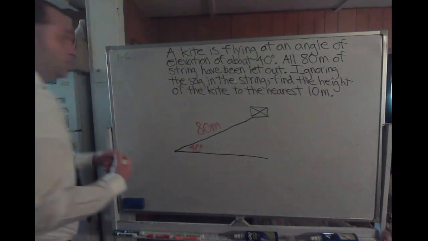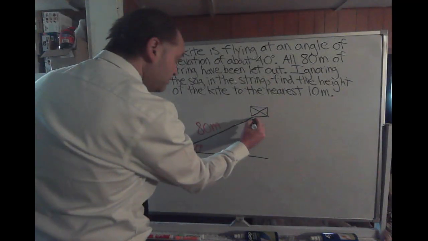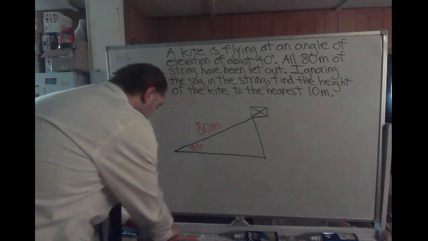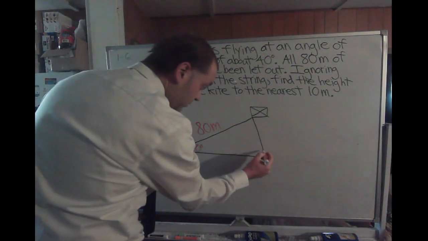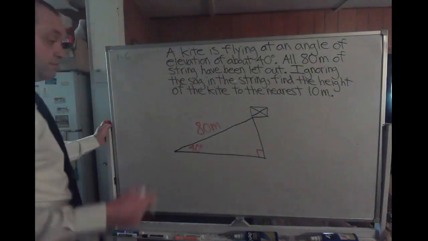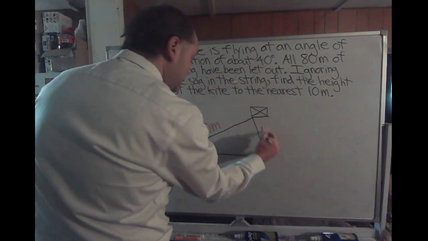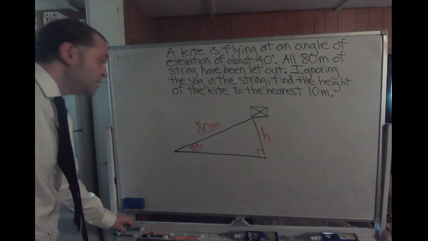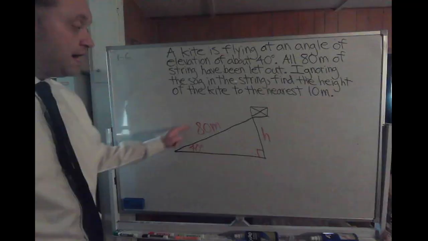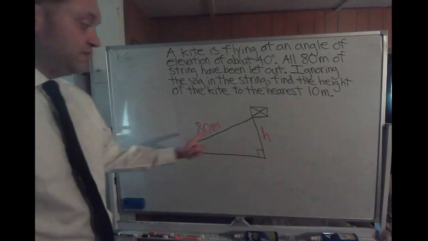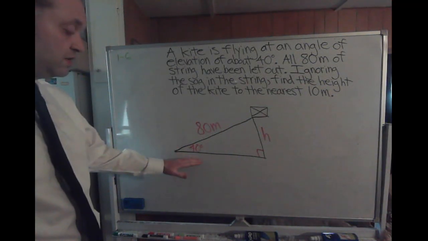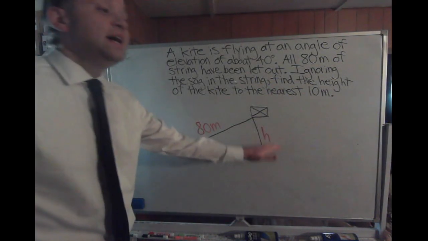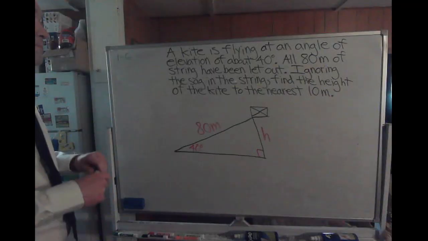What they want to know is how high up is the kite currently, which here would form a right angle with the ground, right? It forms a right triangle. We need to find the height to the nearest 10 meters. So we have our kite starting from the ground, going upward, all 80 meters of it. That would be your hypotenuse. The angle of elevation from the ground upward is 40 degrees. What we don't know is the height of the kite itself.